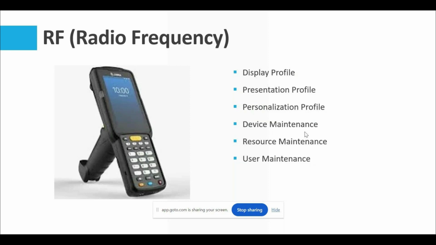Then comes the resource maintenance. Resource maintenance and user maintenance are important in the RF application, because without them we will not be able to execute any RF application. So we have to have a resource, which is your ID, and you have to assign a resource type and everything for that particular resource, and in the user you have to assign the warehouse number and the personalization profile. With all these settings, you can have an RF application up and running on the handheld device.